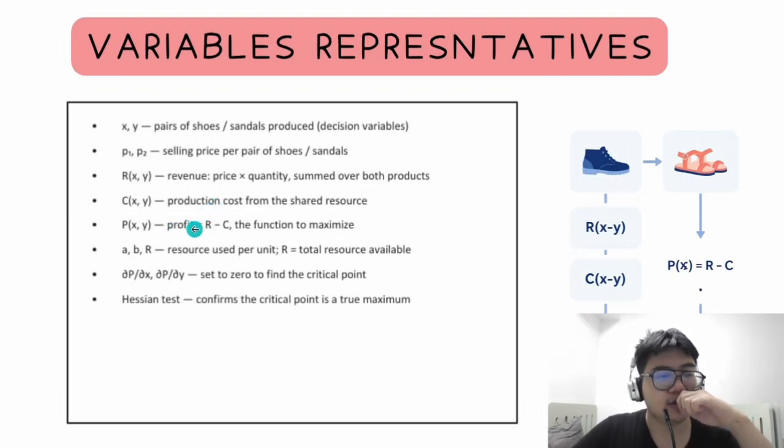And P of X and Y is the profit that we're trying to maximize. A, B, and R describe the resource constraint of how much resource each unit consumes and how much is available in total. Then the partial derivatives with respect to x and y are used to find the critical point, and the Hessian test confirms that point is truly a maximum, not just any critical point.